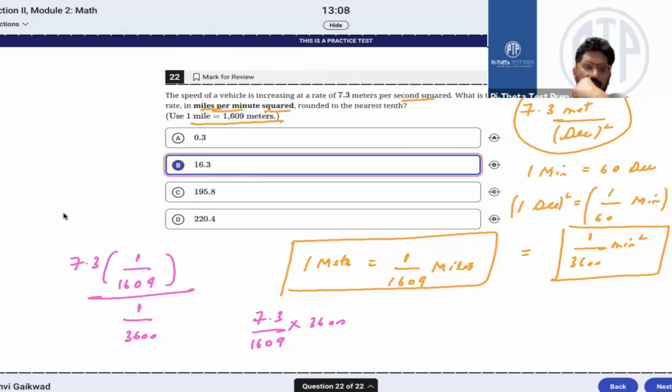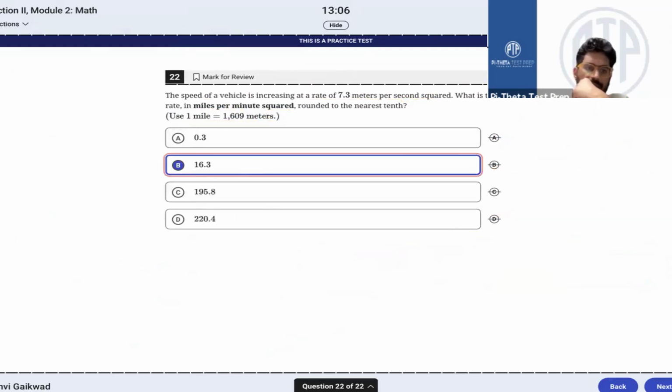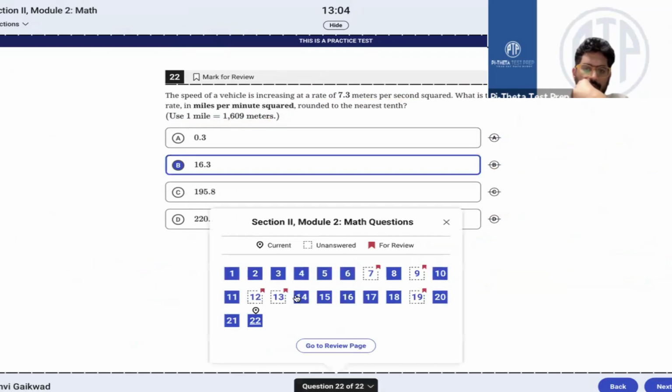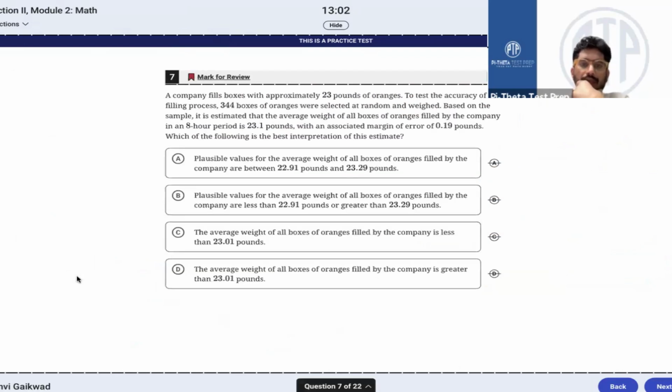We are going to the previous question, what we have left, and we left it for round two. We are going to the questions one by one now. We are going to question number 7 here. The company filled boxes with approximately 23 pounds. So now we have 13 minutes left. We have 5 questions, right? So roughly you have 2.5 to 3 minutes for each question. So don't get stressed in the exam. Don't try to see the watch again and again.